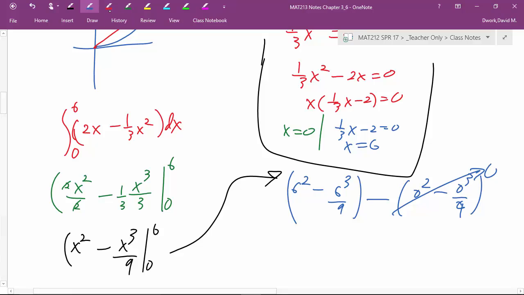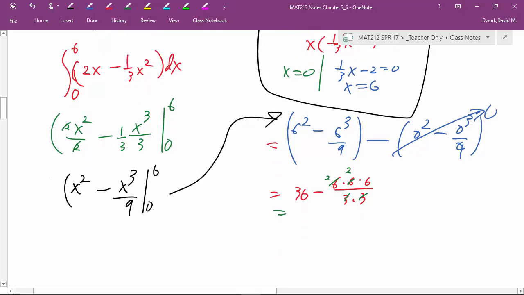So what would that end up being? This would end up equaling 36 minus, now I'm going to cheat a little bit, I'm going to rewrite this as 6 times 6 times 6 over 9, which is the same thing as 3 times 3. And now I can do a little cheating, because 6 divided by 3 makes 2, 6 divided by 3 makes 2. So what do we really have here? We really have 36 minus 2 times 2 is 4, 4 times 6, that's 24. And so that gives us 12. All right, so our area is 12.